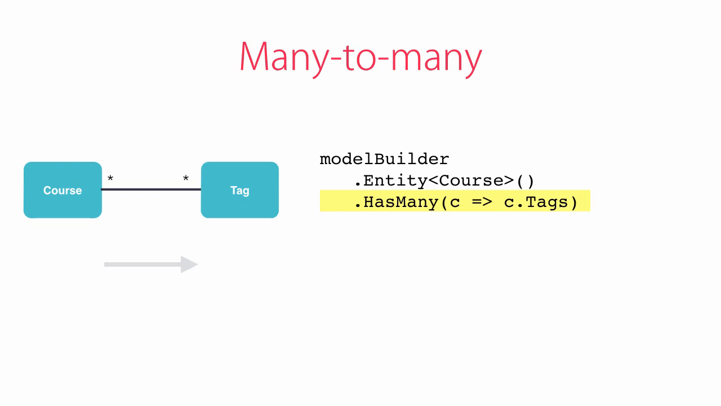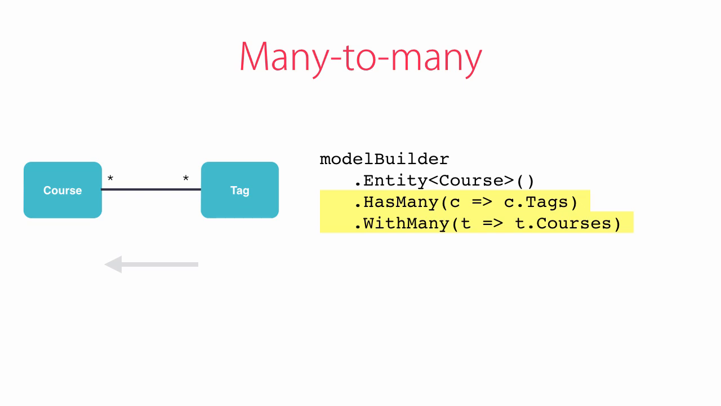So in the course class, we have a property called tags that gives us access to all tags for a given course. Okay, now we need to configure the other direction. So starting from the tag, going towards the course, we're going to call the withMany method. That's it. So that's how we configure a many-to-many relationship between two types.